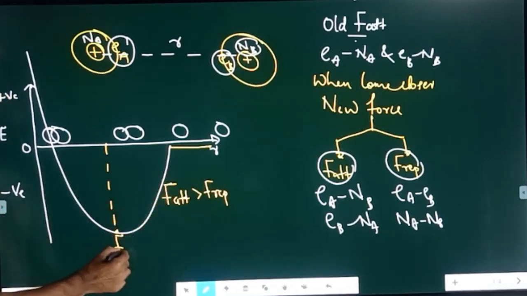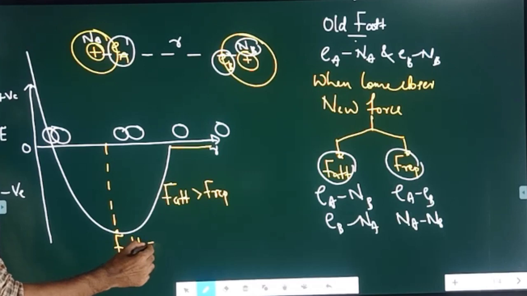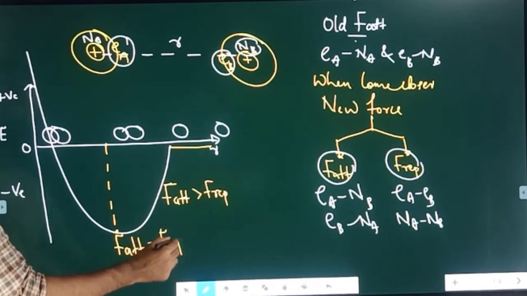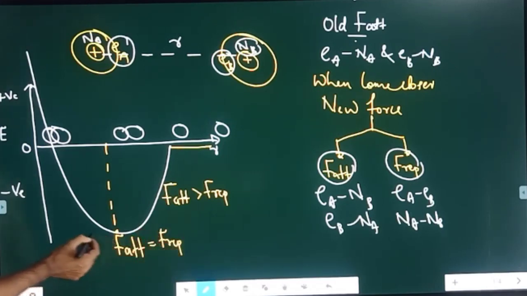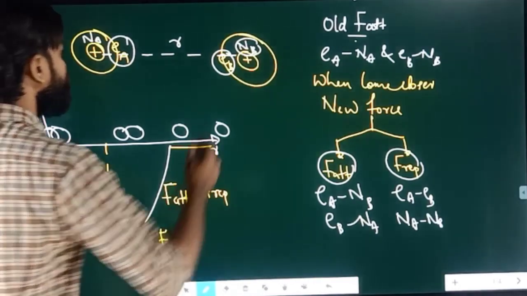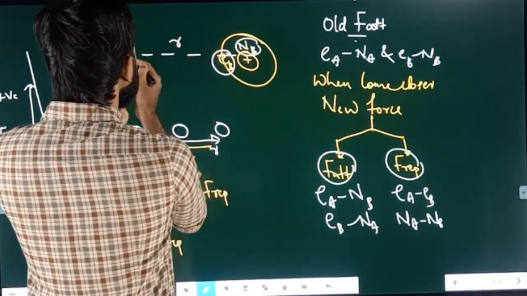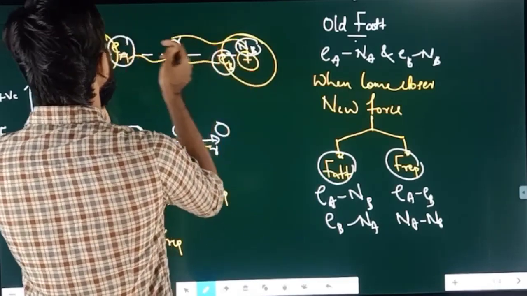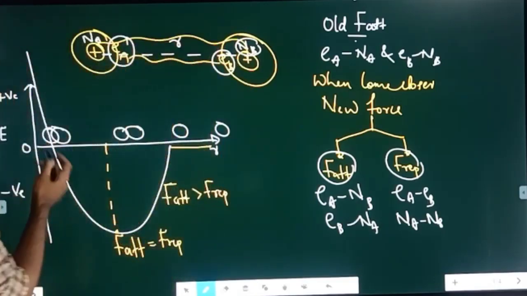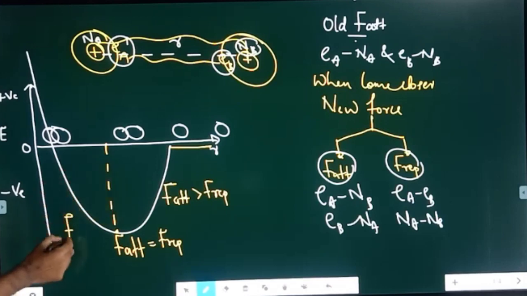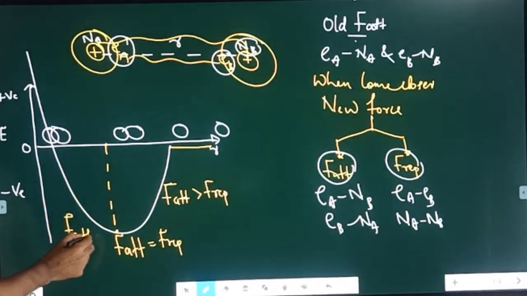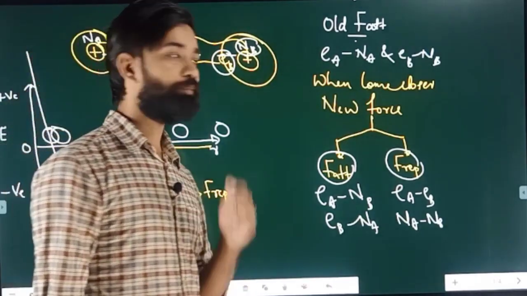At a particular distance, attractive force is equal to repulsive force. If that particular distance is exceeded, which means when the two atoms are even closer, there is a chance for greater repulsion between these two. So repulsion dominates. When distance decreases, repulsion dominates over attraction. That's why the potential energy increases. So this is a curve.